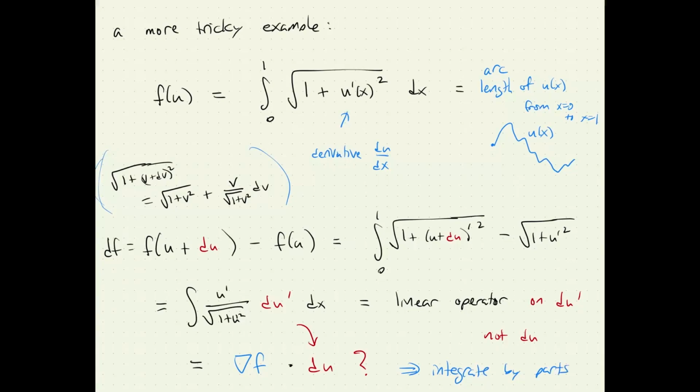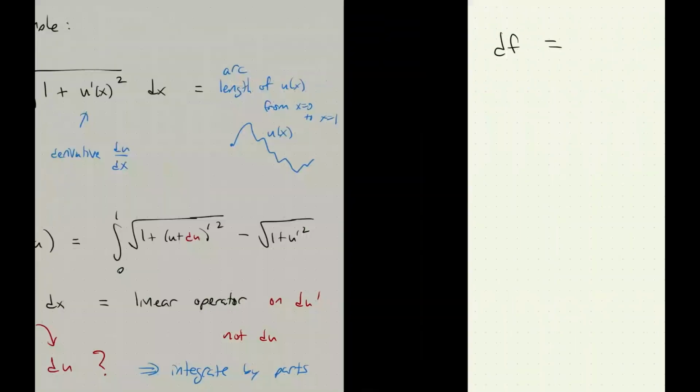So what do we do? There's a boundary term that looks like u primed over the square root of 1 plus u primed squared, times du, at the boundaries 0 and 1. And then you have a minus sign and an integral from 0 to 1 of this whole thing, primed, times du, and then dx. All the u's and du's are functions of x.